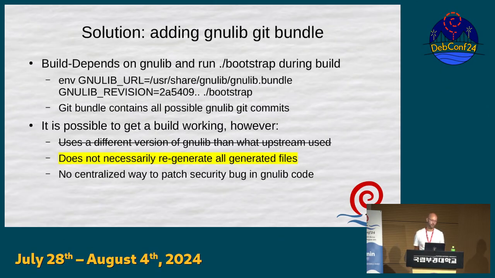When I took over the gnulib package, I added a gnulib git bundle to it to ship all git commits ever part of gnulib, so it's possible during build to pick out the actual commit that was used. This is one improvement. And the .bootstrap script supports this by specifying a URL to the bundle and a particular version.